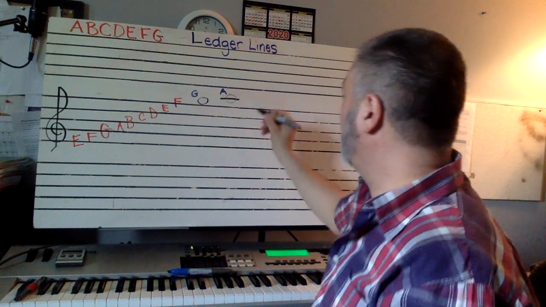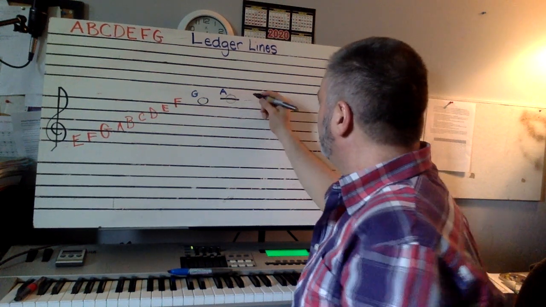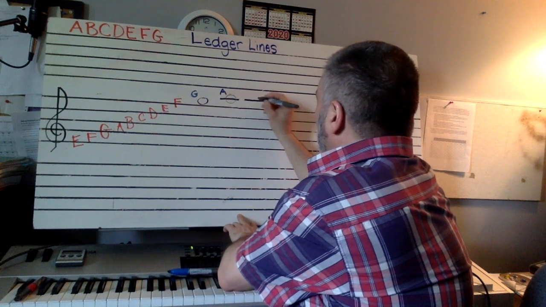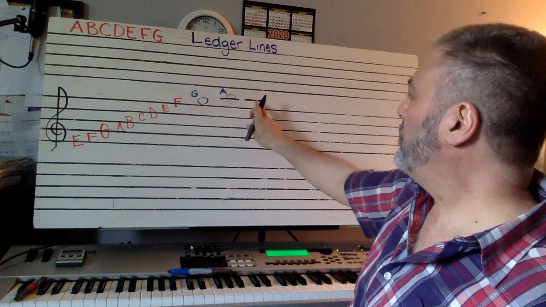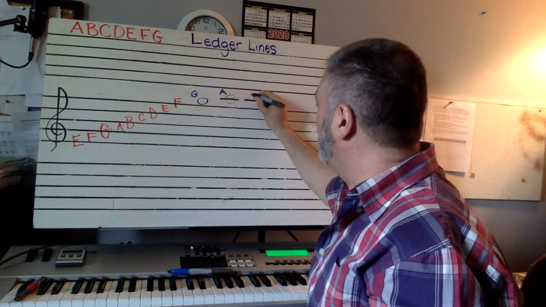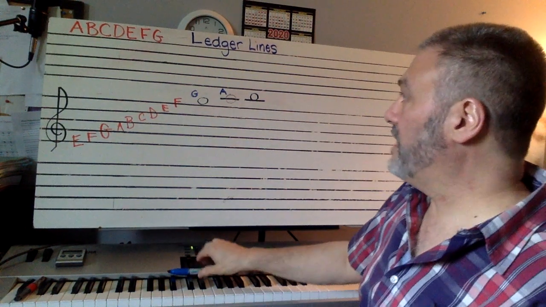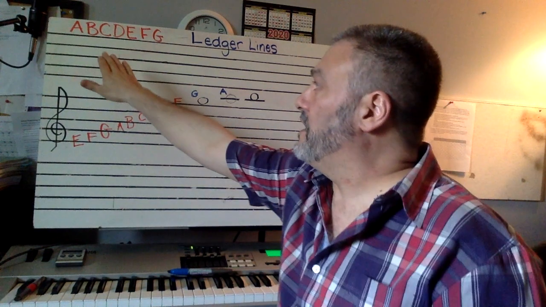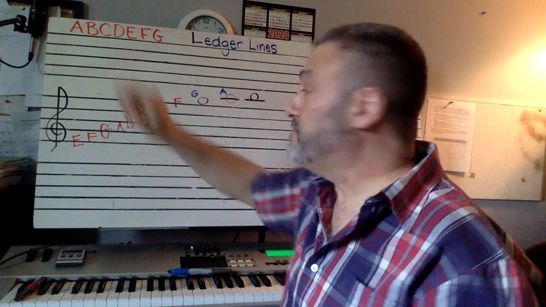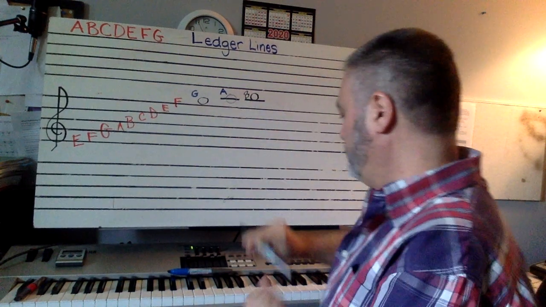So let me get my black. I'm going to add a ledger line. I'm not going to put a note on that ledger line because that would be A. I'm going to put it in the space above the ledger line. And then we just go back to our musical alphabet. Our last note was A. The next letter after A is B. So this has to be B.